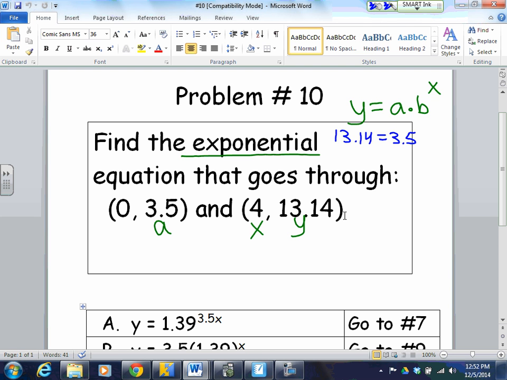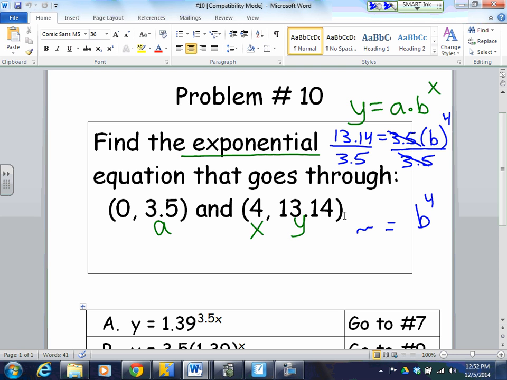3.5 times b. So b is the thing we don't know. I don't know what the growth factor is to the 4th power. And you could actually divide both sides by 3.5, and then you would get some number. I don't have the calculation because I did this a different way, but if you divide both sides by 3.5, you get some number, and whatever that number is will equal b to the 4th power.